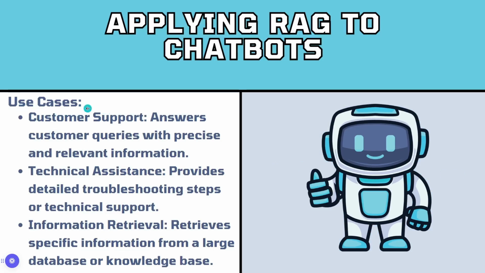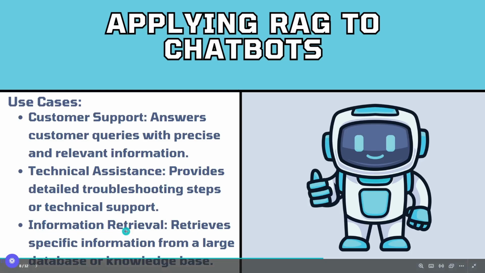So again, some of the use cases for our chatbots specifically could be customer support. You can answer customer queries with precise and relevant information. Technical assistance provides detailed troubleshooting steps or technical support. So if you have the proper steps in a file that you need to tell the user to follow, you can have all the details that are custom to the company that you're creating the chatbot for, and then it's going to use those steps and generate a nice response so the user can follow.